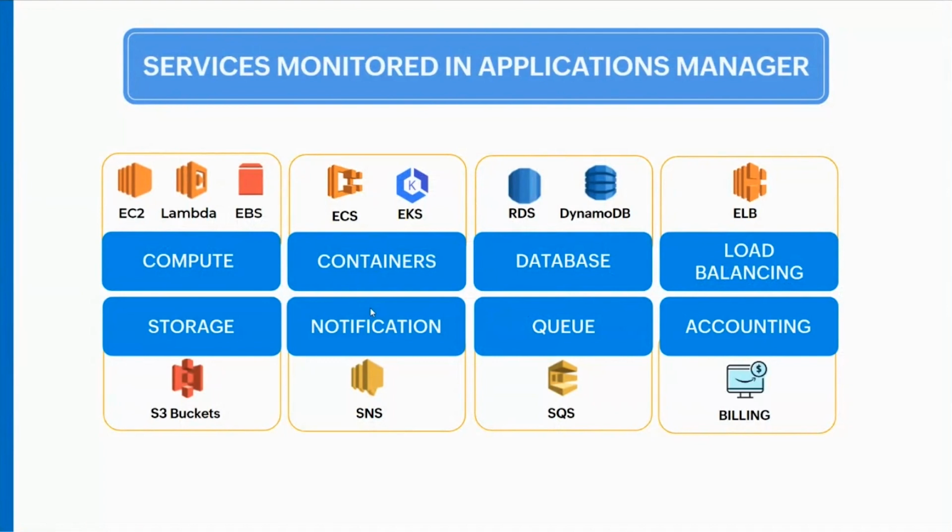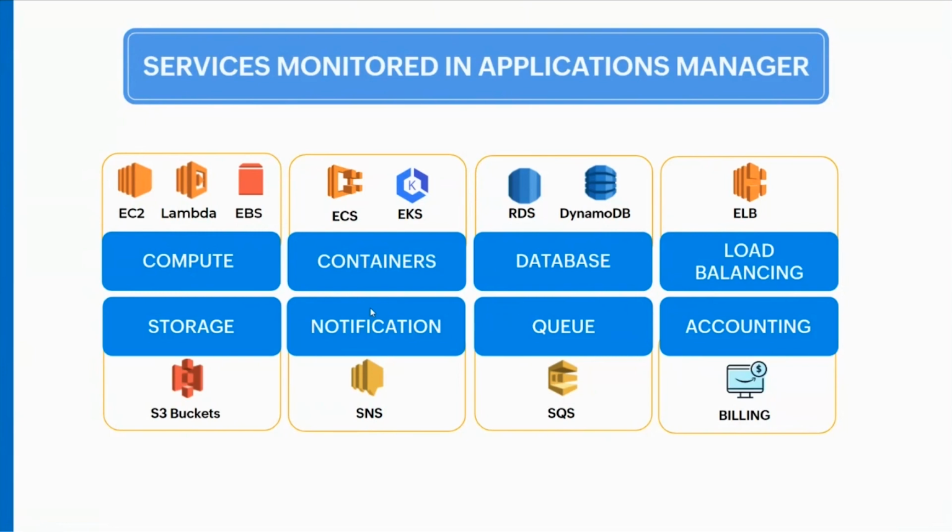In containers, we have the Elastic Container Service and the Elastic Kubernetes Service. And in database, we have the Relational Database Service along with DynamoDB. In load balancing, we have the Elastic Load Balancer. So you can also further classify it as application, network, or gateway balancers. So in storage, we have the S3 buckets.